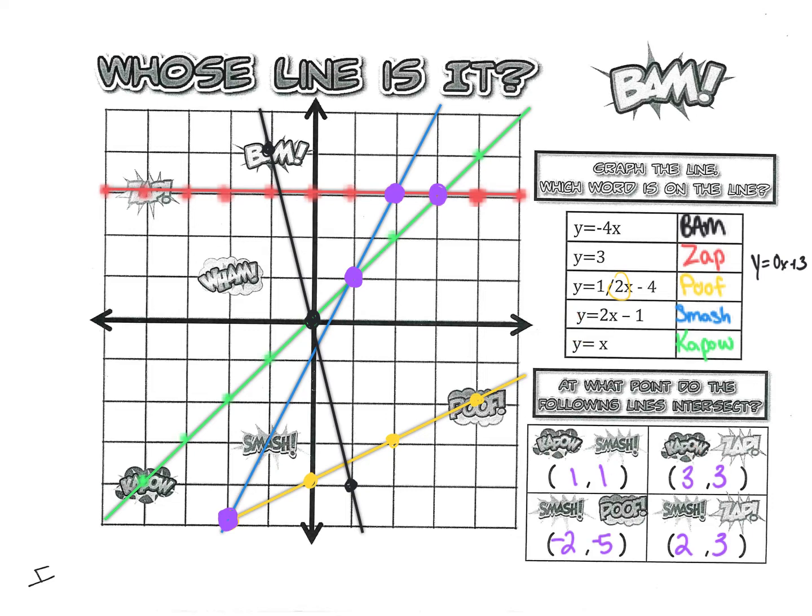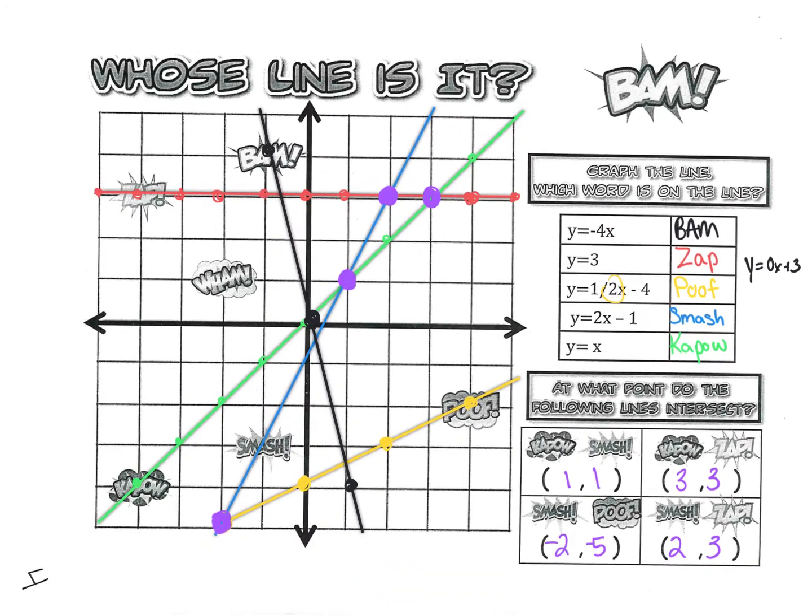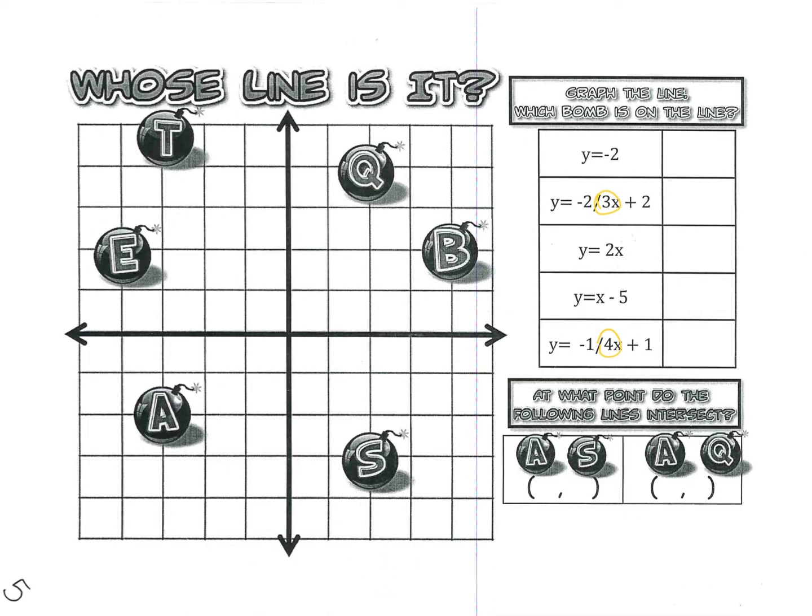So hold on, I've decided this is the one that you're going to get graded. Again, you're going to have y equals negative 2, y equals negative 2/3 x plus 2, y equals 2x, y equals x minus 5, and y equals negative 1/4 x plus 1. You will list whatever bomb it goes through. It should only go through 1, so if you're going through 2, you've done something wrong. And then you're going to tell me what points the lines intersect. I'm just going to show the answers for the next one. If you have questions, you can hop on Zoom and let me know.